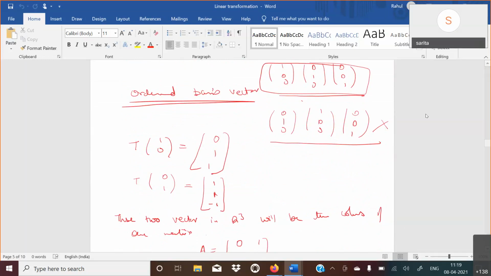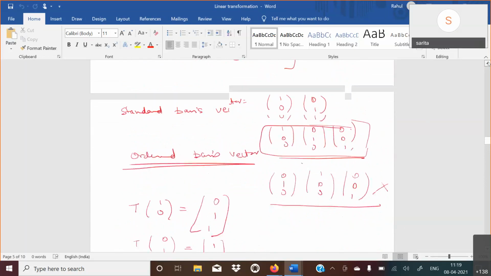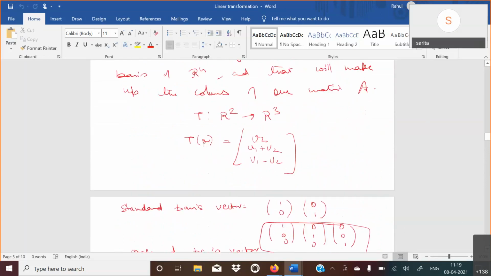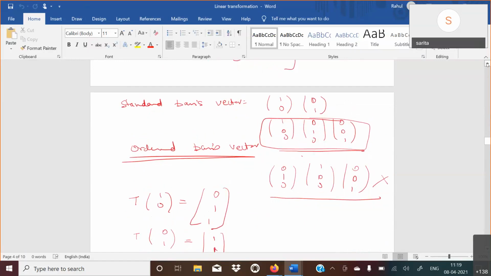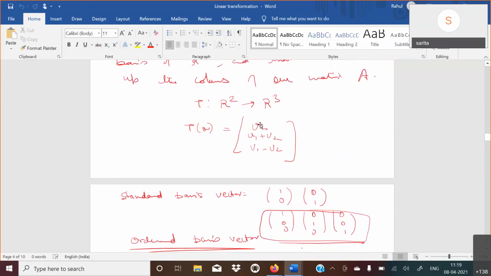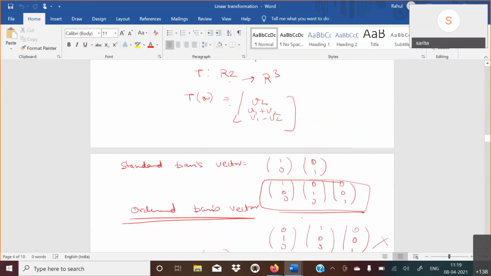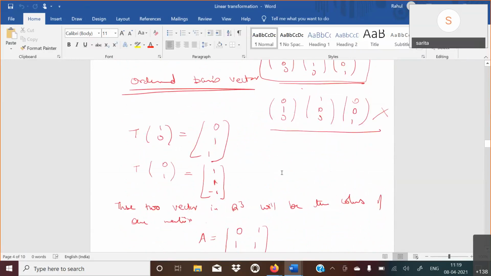From where is this coming? Because the transformation is defined as this one here. So if the V vector is my basis vector (1, 0), what will this be? This will be (0, 1, 1). And if I take (0, 1) in that transformation, then this will be (1, 1, -1). Right? So this is how I will write T(1, 0) and this. Now these are two vectors in R3.